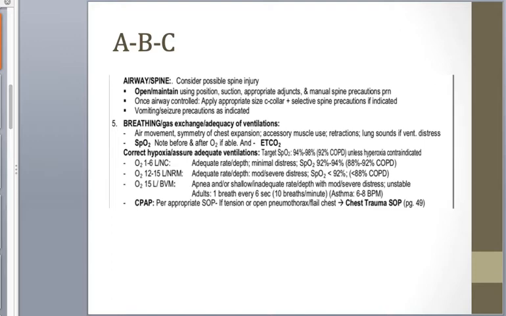Once we figure out if they do have an airway, we can assess the adequacy of ventilations and their gas exchange, how well they're moving air, symmetry of their chest or eyes, accessory muscle and retraction, lung sounds if we can get those. Note an SpO2 and an end-tidal CO2 as well, and then correct hypoxia. Put them on O2 if we need to.